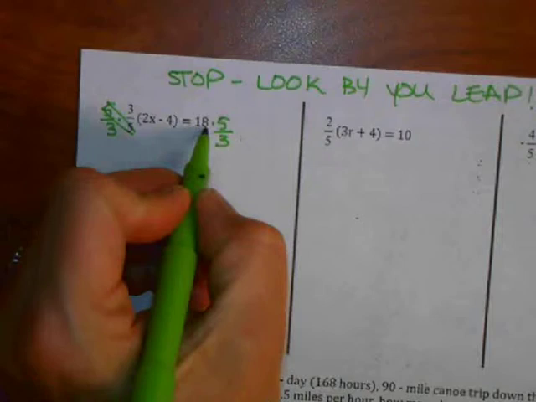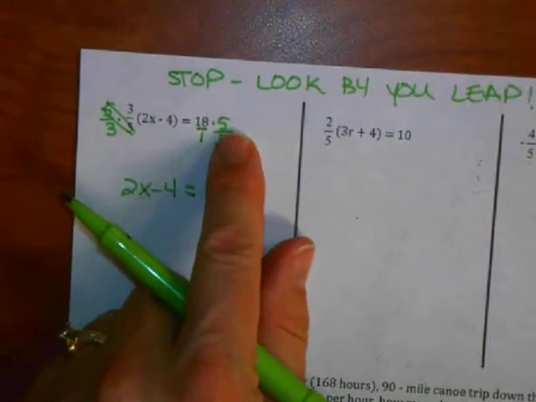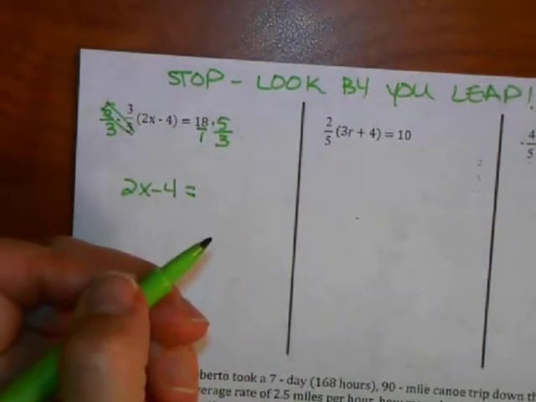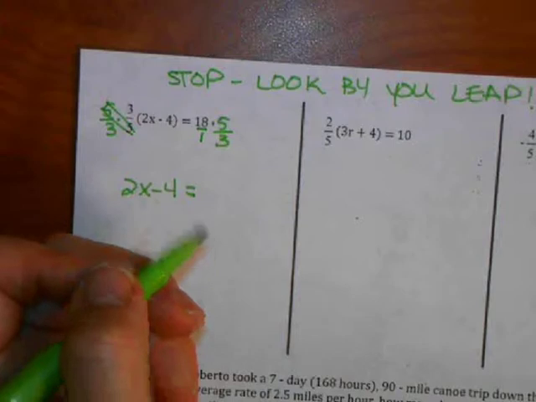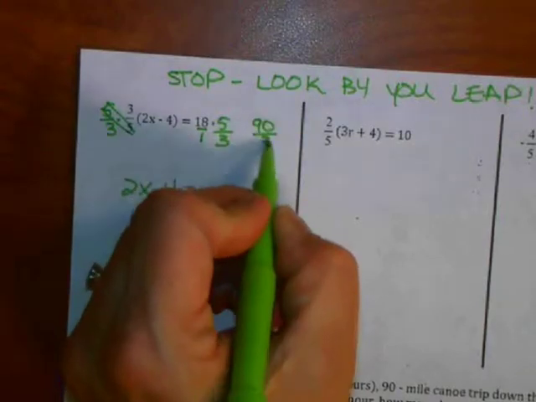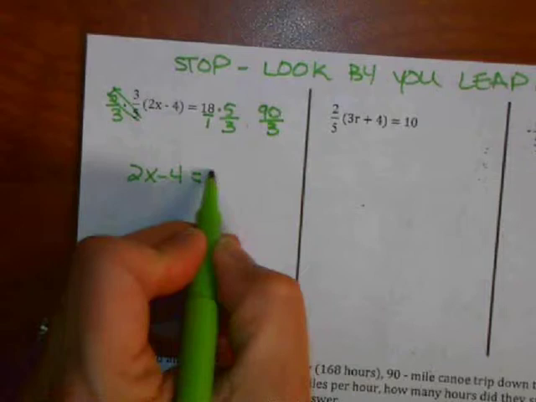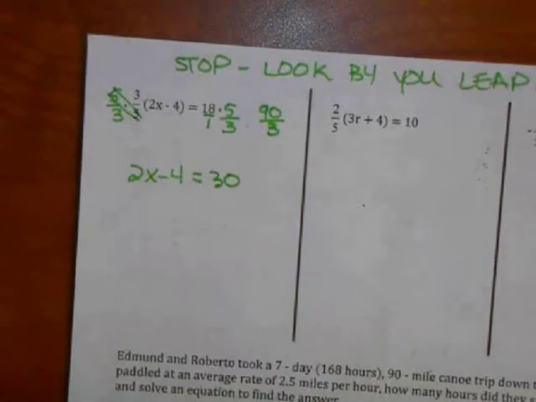Then you can multiply straight across. I think that is 50 and 40 is 90. 90 over 3, which is what? 30. Wow. Isn't that a lot prettier than dealing with the fraction?